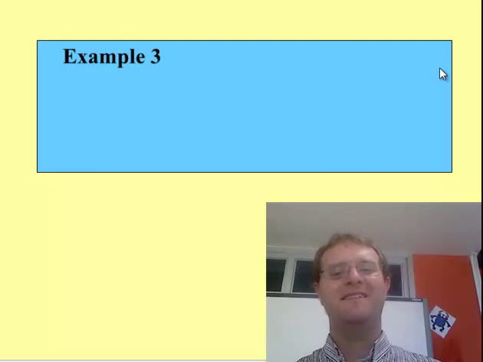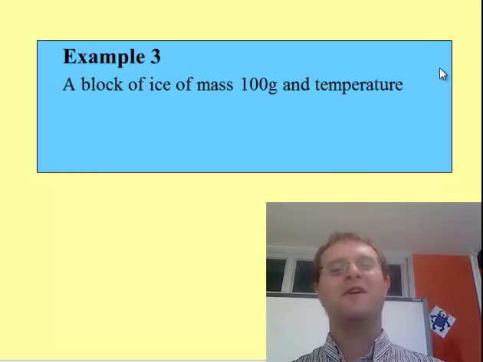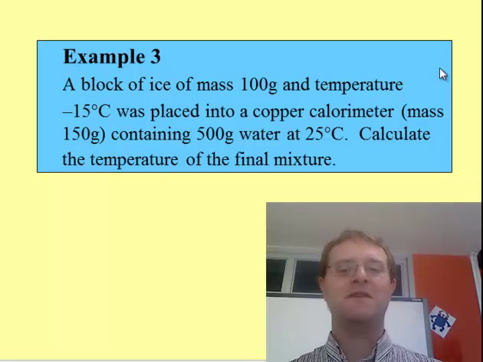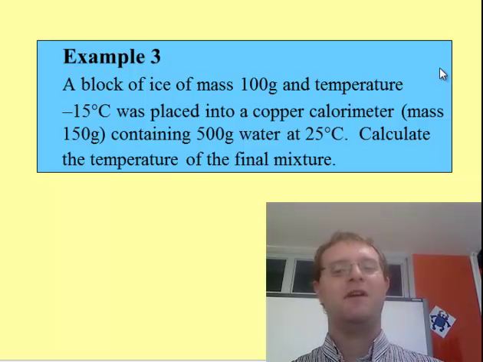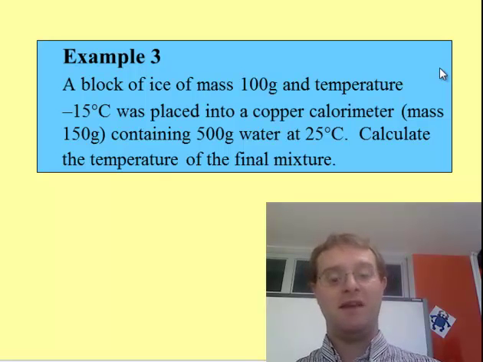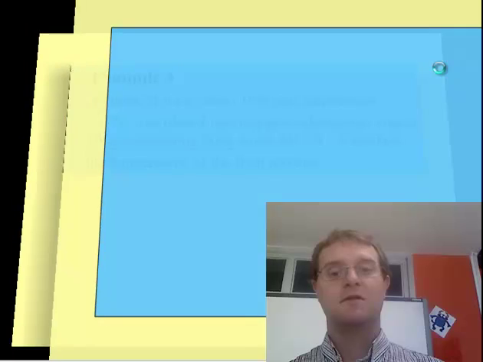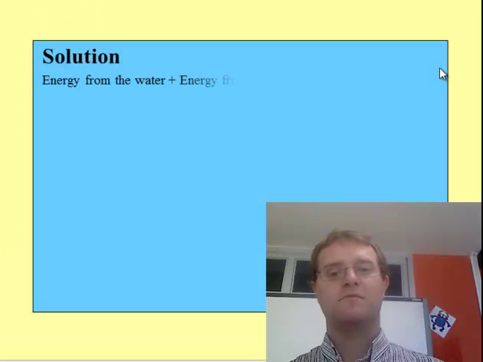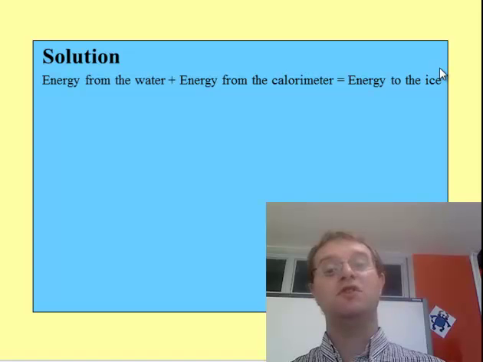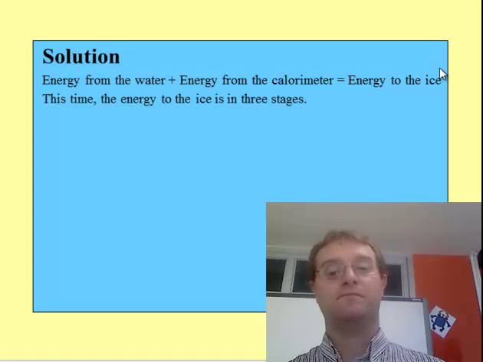Another question which we can consider: a block of ice of mass 100 grams and temperature minus 15 degrees was placed into a copper calorimeter, mass 150 grams, containing 500 grams of water at 25 degrees centigrade. Calculate the temperature of the final mixture. So here we've got to think about the energy going in and the energy going out. Okay, so energy from the water and energy from the calorimeter. These are the energies which have been used to melt the ice.